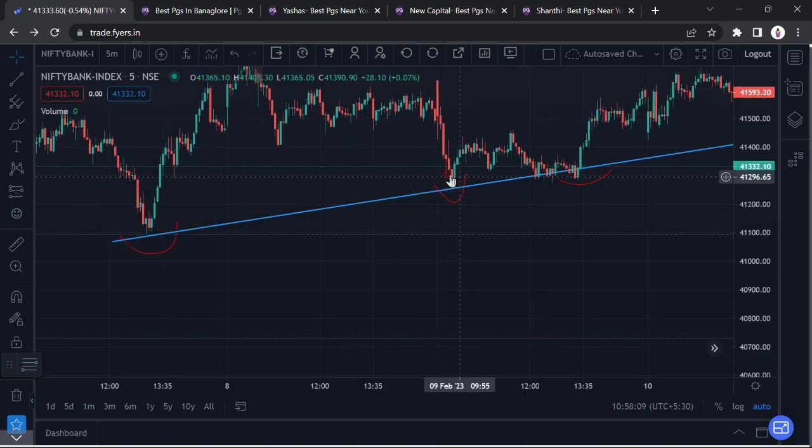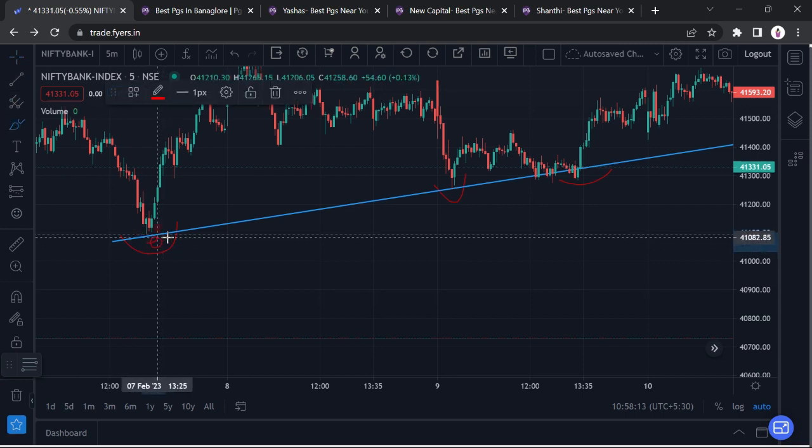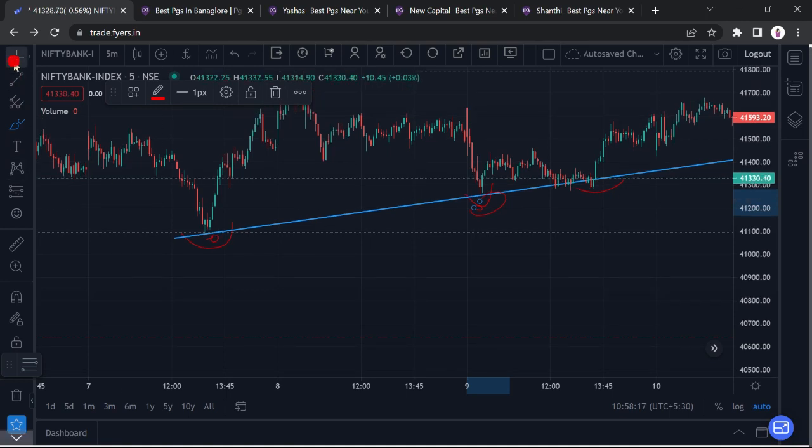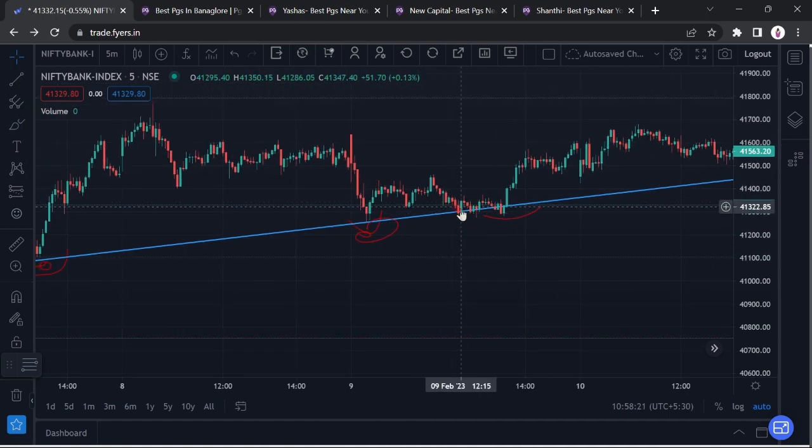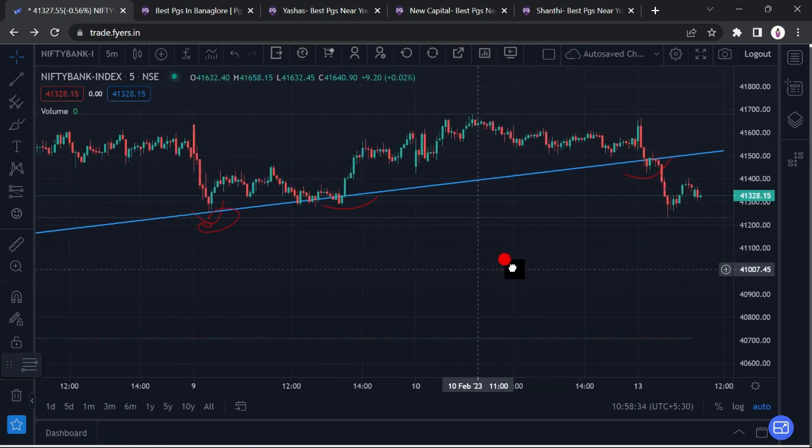See, when price came to this area, we got these two swings, this one and this one. Based on these two swings, I drew a trend line. Okay, when price again came to this area, it got support. Again it came to this area and it got support. Again it came to this area and it got support because it didn't get any follow-through from the sellers. It went back upside again.